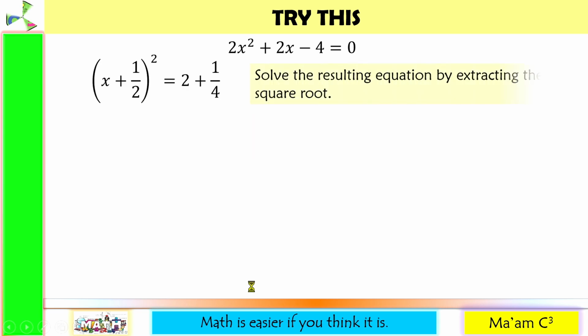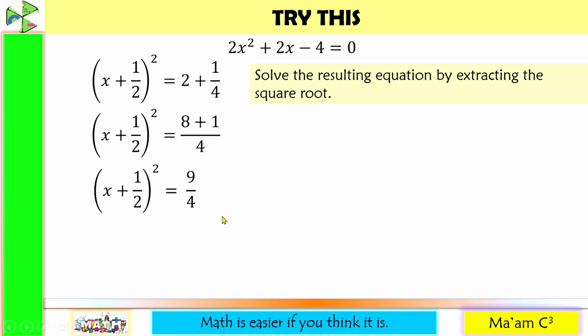Next step is to solve the resulting equation by extracting the square root. But before that, let us simplify this. Let us copy the left side. To simplify this, we are going to need the LCD. The denominator of 2 here is the invisible 1. The LCD of 1 and 4 is, of course, 4. 4 divided by the invisible 1 here is 4 times 2 will give us 8. 4 divided by 4 is 1 times 1 is still 1. So plus 1. 8 plus 1 is equal to 9.